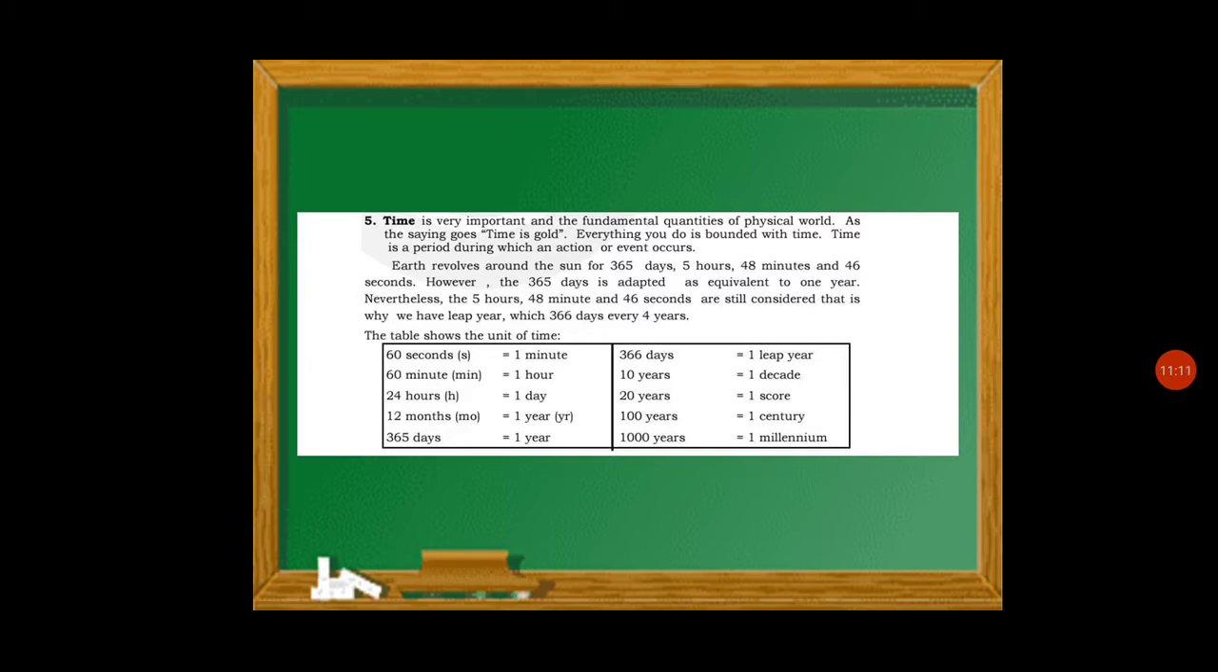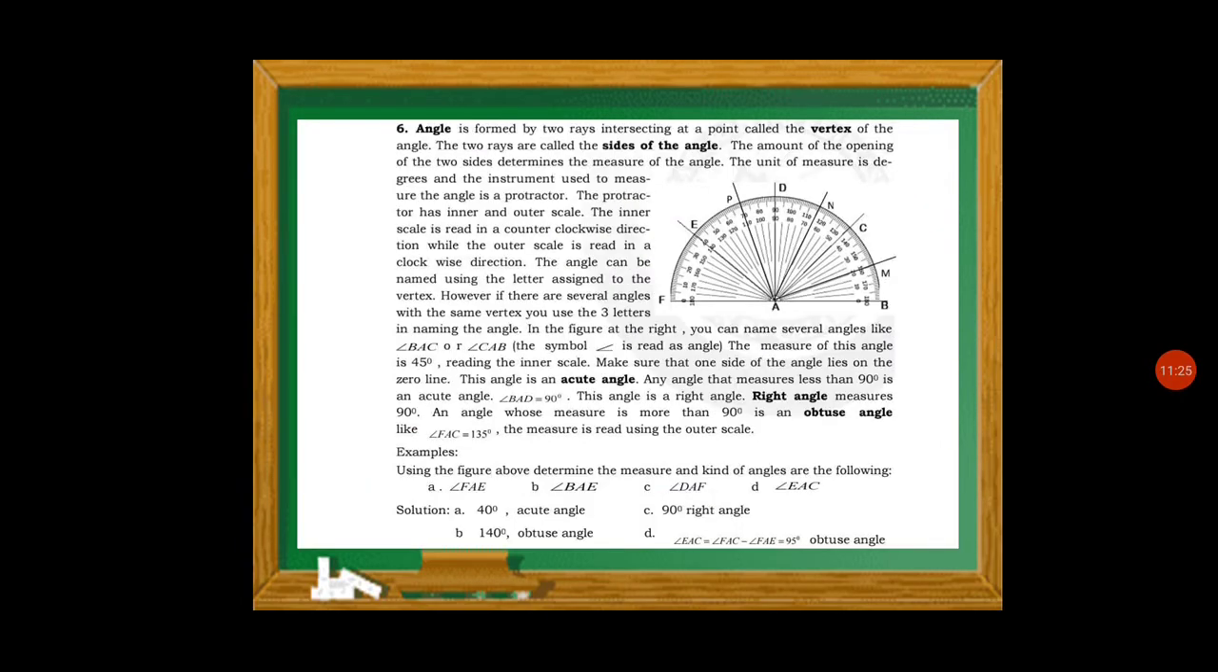So for time, yung panahon, which is the seconds, minutes, hours, months, days, we also have the score, decade, leap year, century, and millennium. So angle is formed by 2 rays. So yan yung angle natin. It looks like kamay ng orasan.